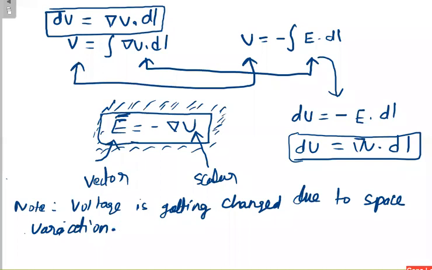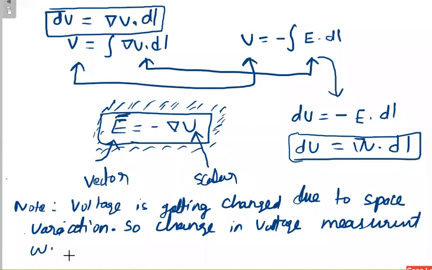Then how much change will there be? Change in voltage measurement will give the electric field. You are at one point and you go to some other point; definitely there will be a change in voltage. How much change there will be depends on the electric field. So change in voltage measurement will give the E field. Simply, that equation itself I have written in the statement. Change in voltage.